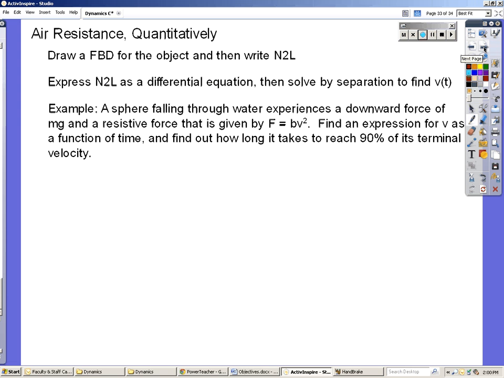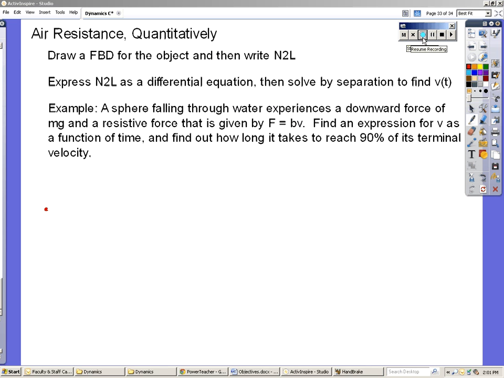Now we're going to do probably the most difficult math you're going to see this semester. The first thing we'll do is draw a free body diagram for whatever we have. So let's say a sphere falling through water. A sphere falling through water experiences a downward force of mg, and a resistive force that is given by F equals bv, where b is a constant.